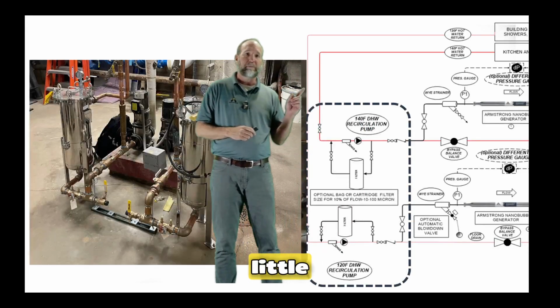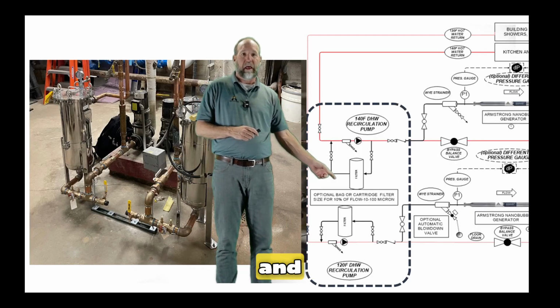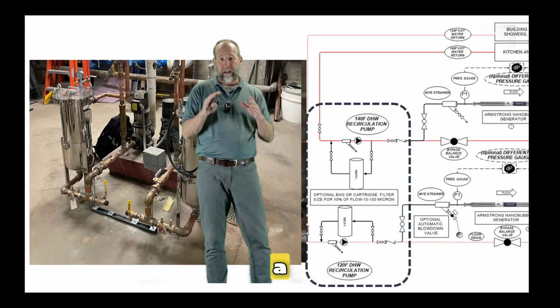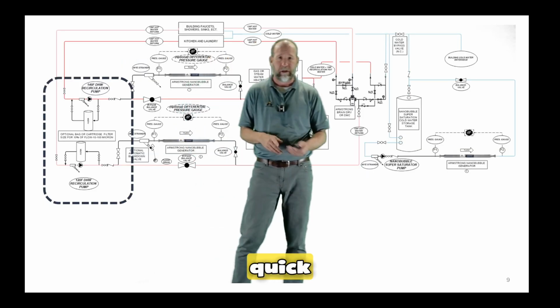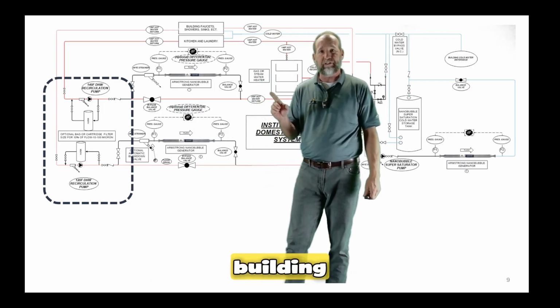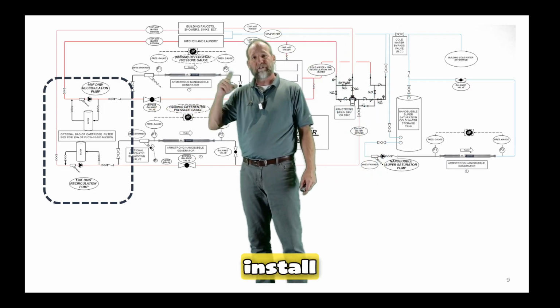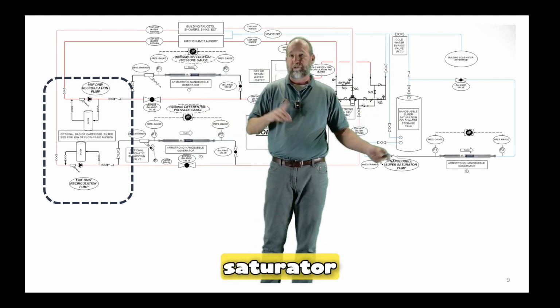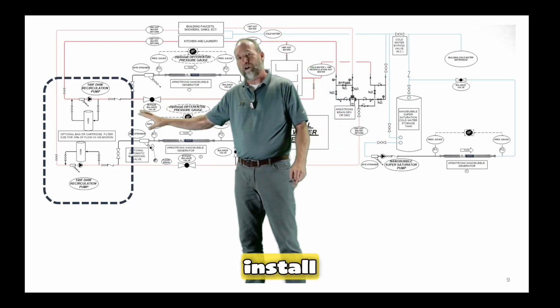Now, let's talk a little bit about these filters and how they work in the system, and how to set these up for a delayed billing setup. I want to walk you through that really quick. The first thing we want to do on a delayed billing setup is get this filter installed. Go ahead and install the nanobubble generator if it's here, or even if it's over here, if it's a super saturator or a hot water return, doesn't matter. Install all of that, install your filter.